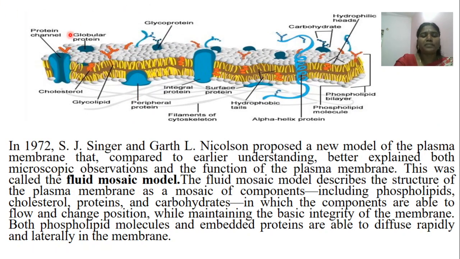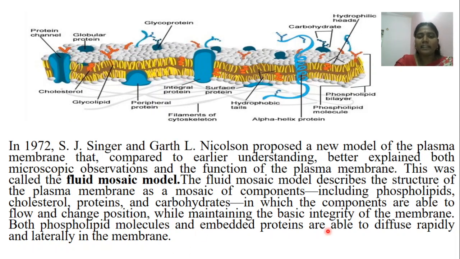So many models were proposed. In 1972, S.J. Singer and Garth L. Nicolson proposed a model known as the fluid mosaic model. According to this, the fluid mosaic model describes the structure of the plasma membrane as a mosaic of components, where it has protein channels, globular proteins, cholesterol, glycoproteins, peripheral proteins, and integral proteins, including the phospholipids, in which the components are able to flow and change their position. They are not rigid, they can move inside this.